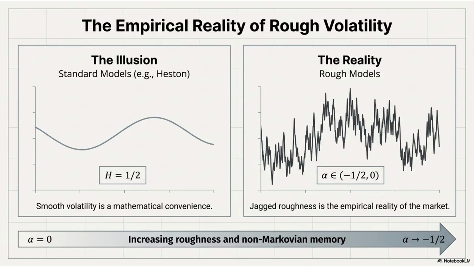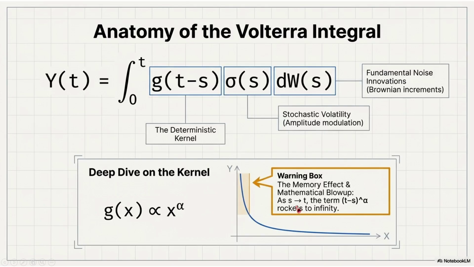So, how do we mathematically model this roughness? We use the Volterra integral. Don't let this view intimidate you. We will break it down. Think of this function as the deterministic kernel, like a memory weight. It dictates how much a random Brownian noise shock from the past impacts today's volatility.